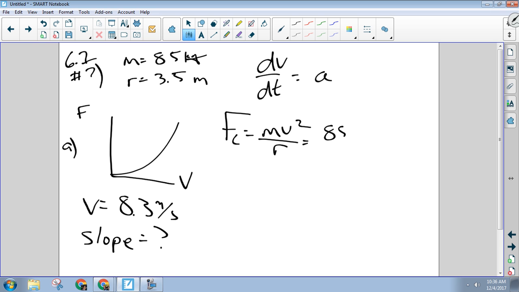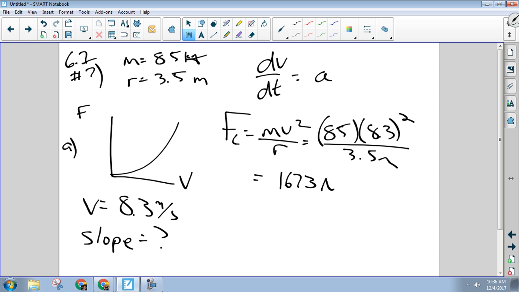So we get 85 kilograms times our velocity, which is 8.3, and don't forget to square it, divided by the radius of 3.5 meters. And that gives us a centripetal force of 1,673 newtons.